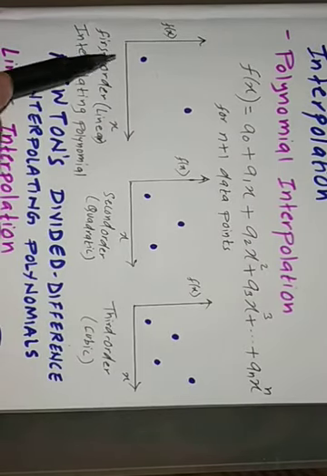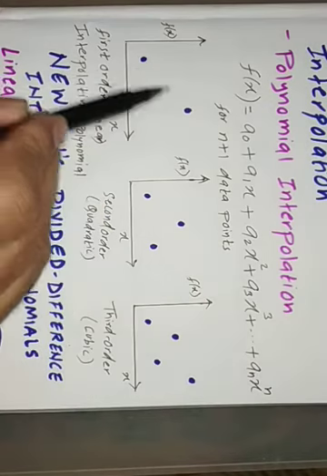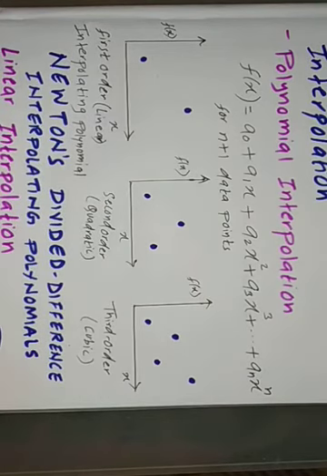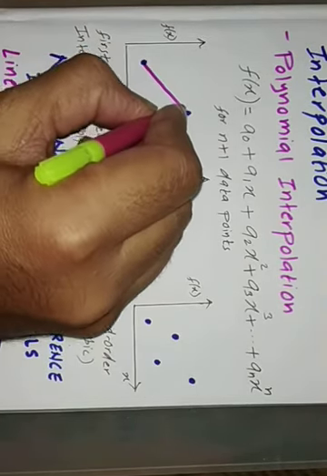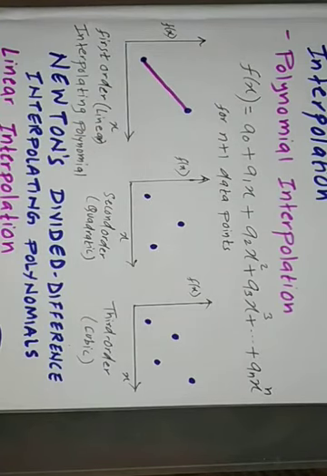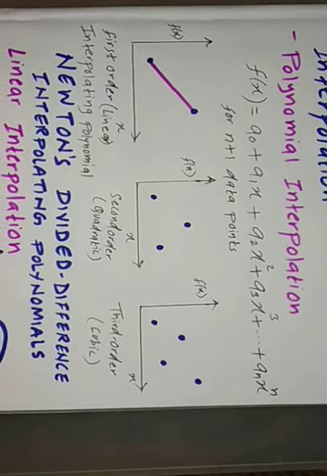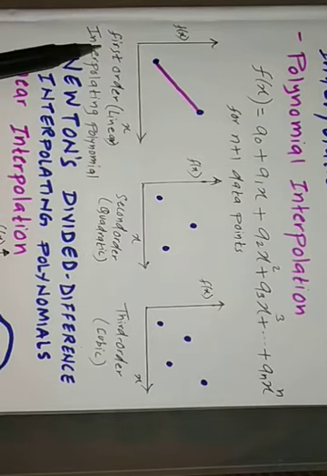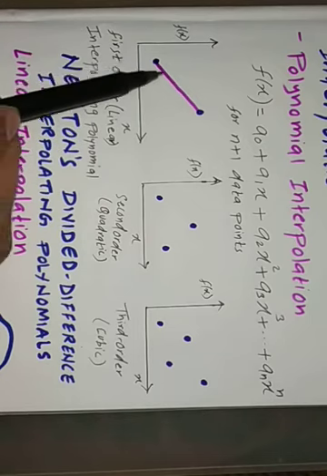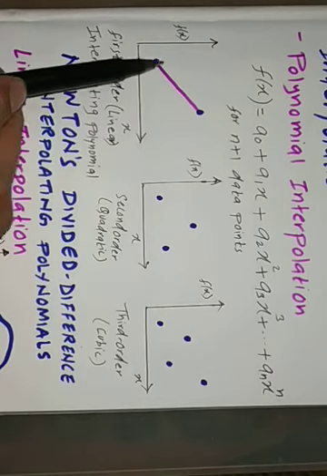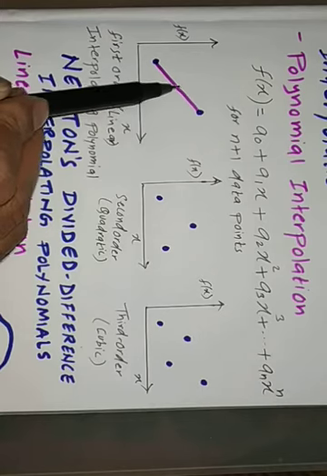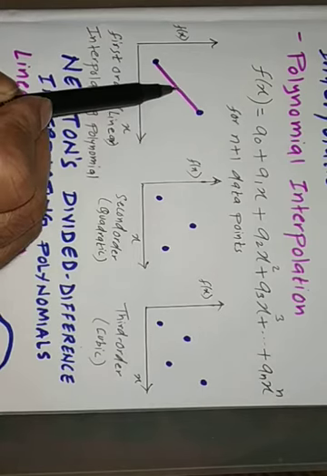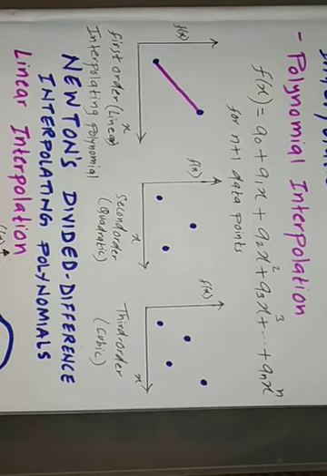For example, if we have two data points, that is n plus 1 is equal to 2, so these two data points can be joined using a straight line. This type of interpolation is called first order or linear interpolating polynomial. Now, using this straight line, we can find out any value between these 2 points. We can put value of x, and here we will get corresponding value of f of x.